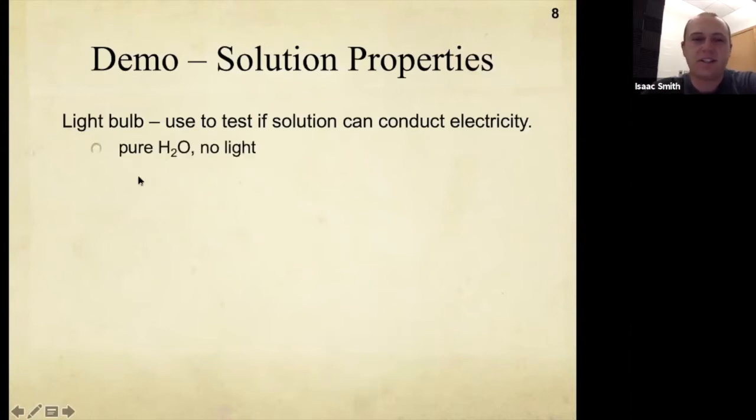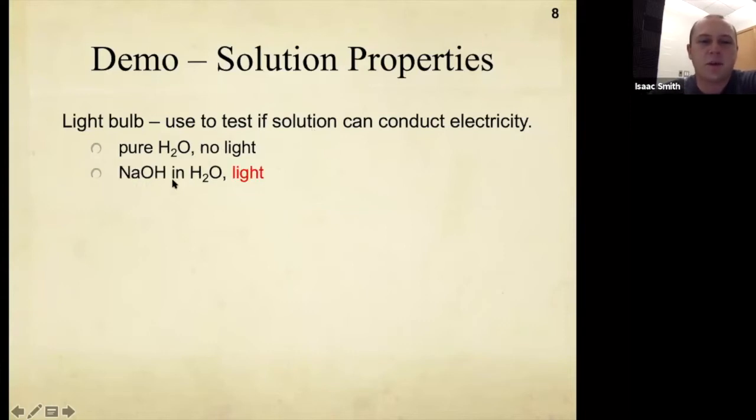So this is a demo that I generally do in class. So basically you take a light bulb and a positive and negative wire coming off the light bulb, and there's a battery that's going into the water. What it's doing is sending current through the water, and then you put the light bulb in, connect it with some wires. And what happens is if it's pure water, then the light bulb doesn't light up, which basically says that pure water is not a good conductor of electricity, okay?